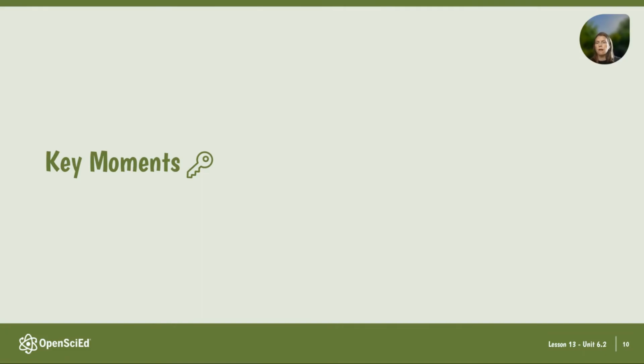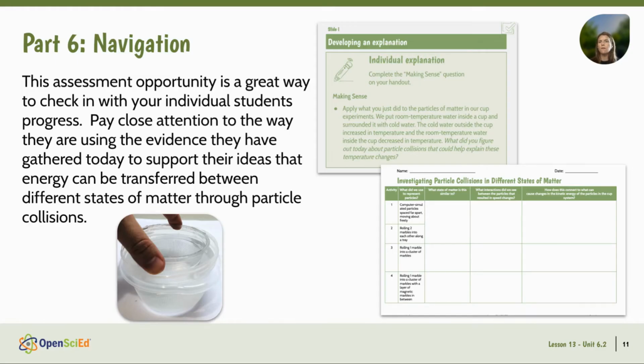Key moments in this lesson. In the first sense-making loop, students are gathering data on how particles of different states of matter can transfer energy between them. They're given this graphic organizer right here. This graphic organizer they use to add their data as they explore the simulator and use the marbles to investigate this. You're also discussing these things in pairs, groups, and as a class as you go.